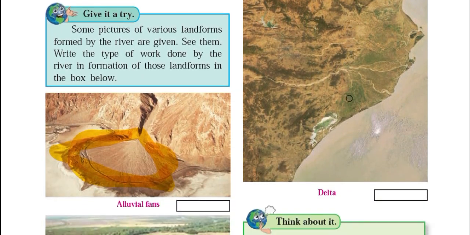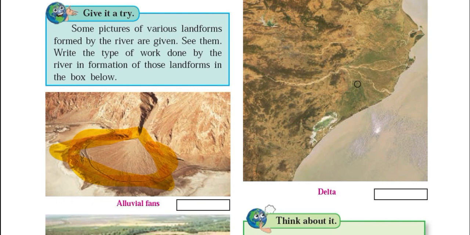Here you can see the deltas. This is actually a satellite image. Here you can see the main course of water in the somewhat whitish portion. Because of deposition on its bed itself, the water channel separated out here, like this one. Here is another one, you can observe this one. Here is another one. So these are known as distributaries.